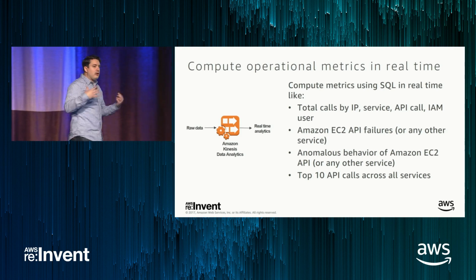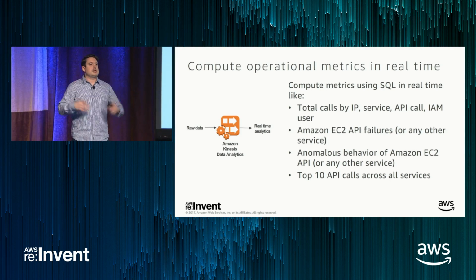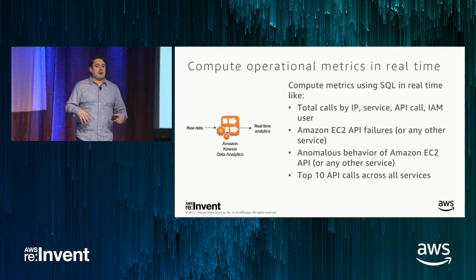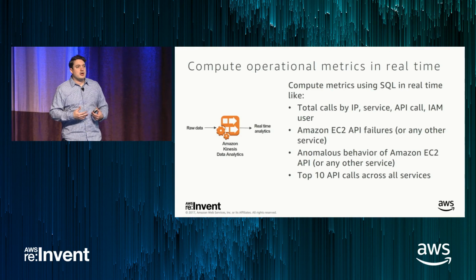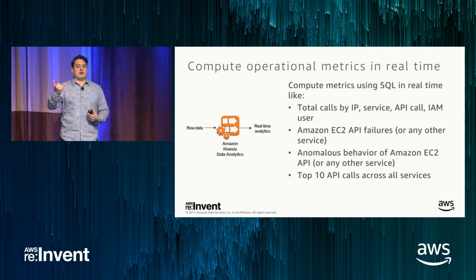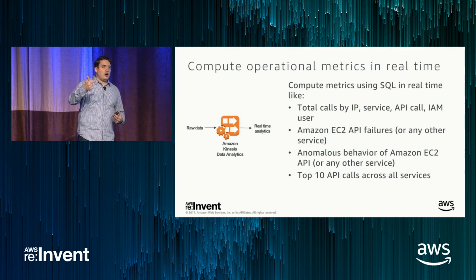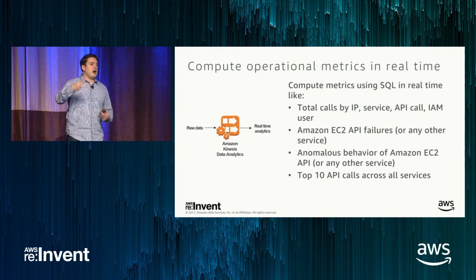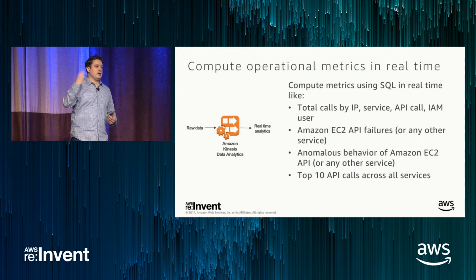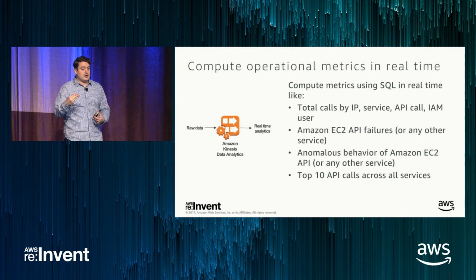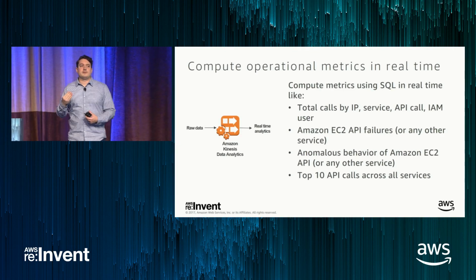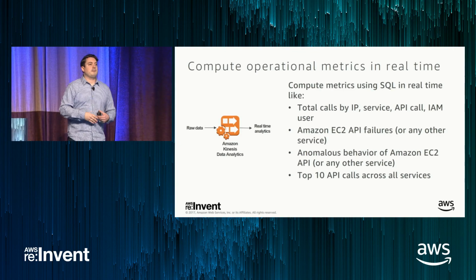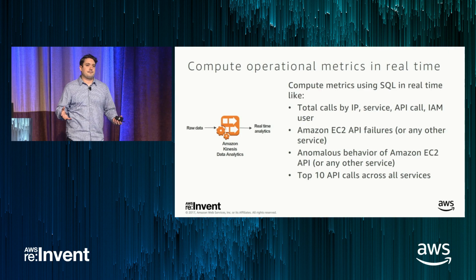So we're now on the middle part. Right? We ingest the data into a Kinesis stream. Now we're going to compute some operational metrics on that real-time data. So if you remember, the CloudTrail log includes the call, the service that you called, the IAM user that called it, the actual API that you called, the timestamp associated with it.